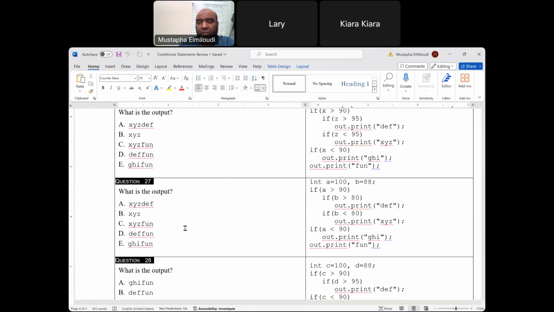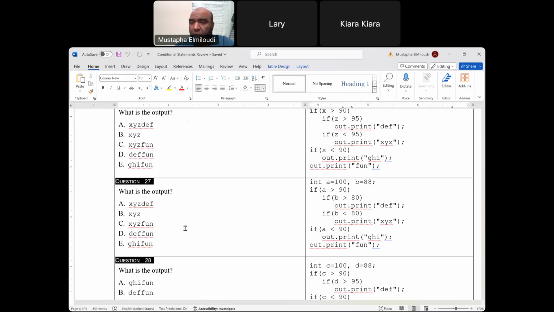Now this B is less than 80, that's a separate statement. That's not true, so XYZ will not be printed. Now what about A? Is it less than 90? No, GHI will not be printed. And again, fun is a separate statement, does not depend on if, it will be printed. So we end up printing DEF fun, which is D.